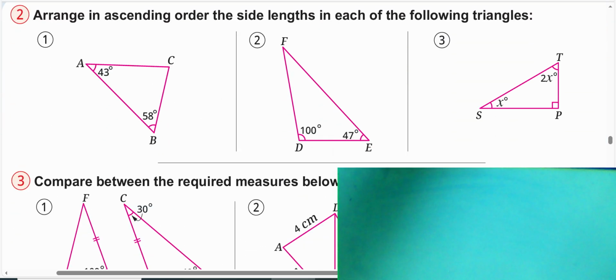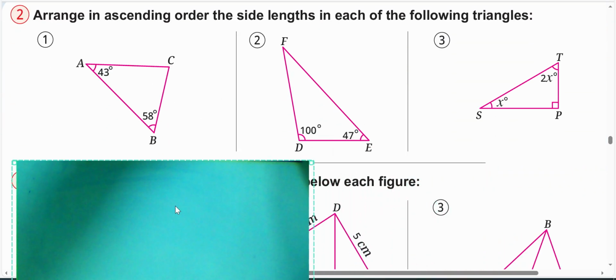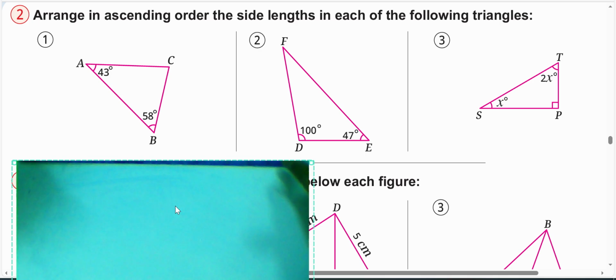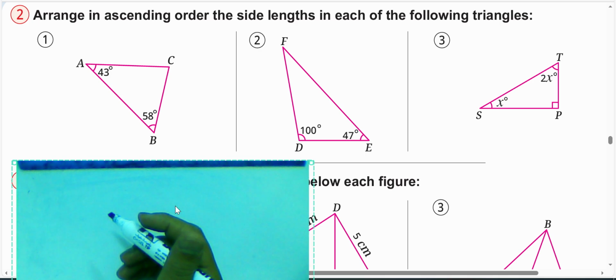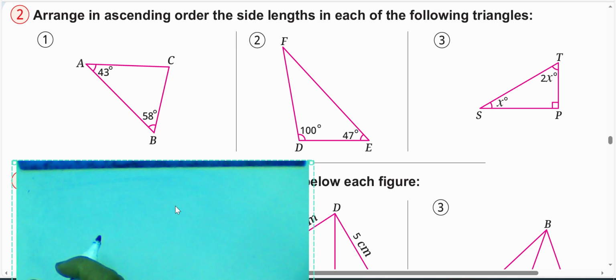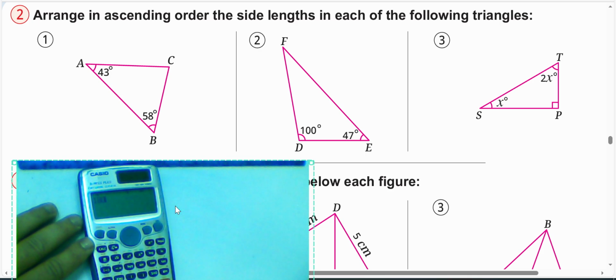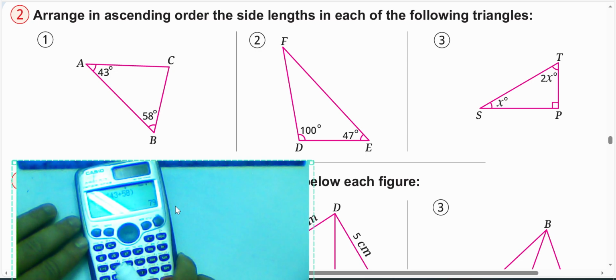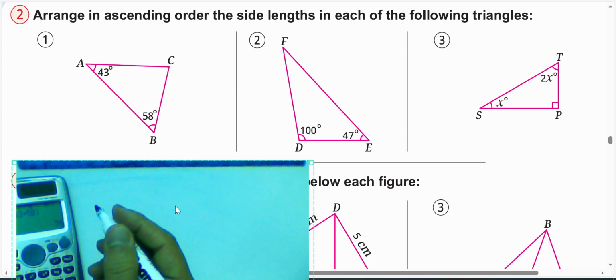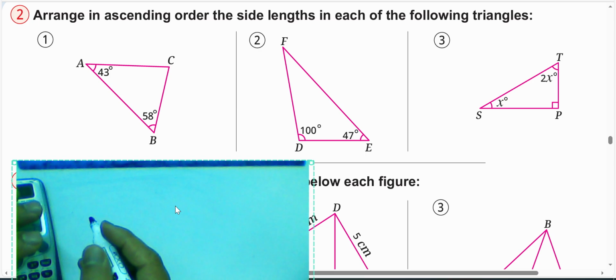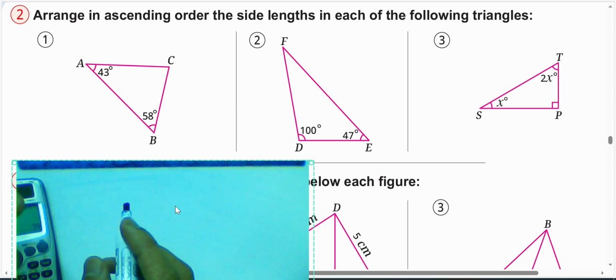Arrange in ascending order the sides, ascending from smallest to greatest. First step, we can find the measure of the first angle here, angle C. In this triangle, we know the sum of interior angles of a triangle is 180. We can write 180 subtract the sum of two angles, 34 and 58. Third angle here, 88.